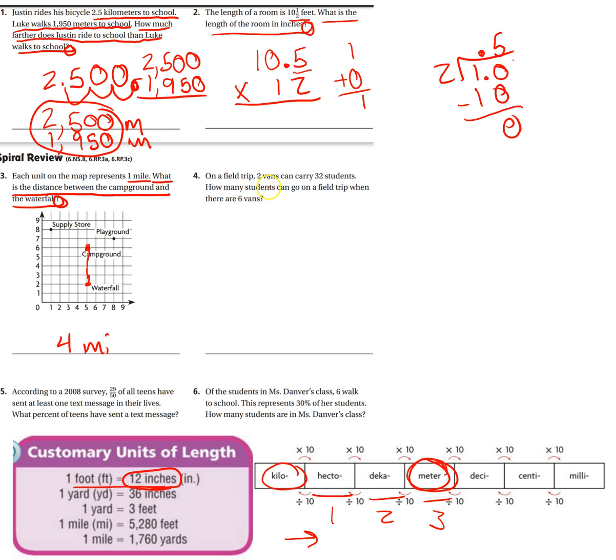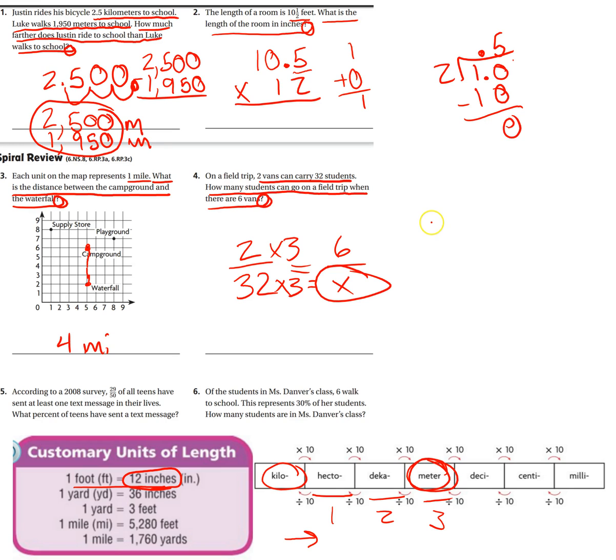Okay, number 4, on a field trip, 2 vans carry 32 students. How many students can go on the field trip when there are 6 vans? Okay, so there's a couple ways to do this. One, you can do vans over students, and then get vans over how many students, multiply by 3, multiply by 3, and that's going to tell you your answer here.